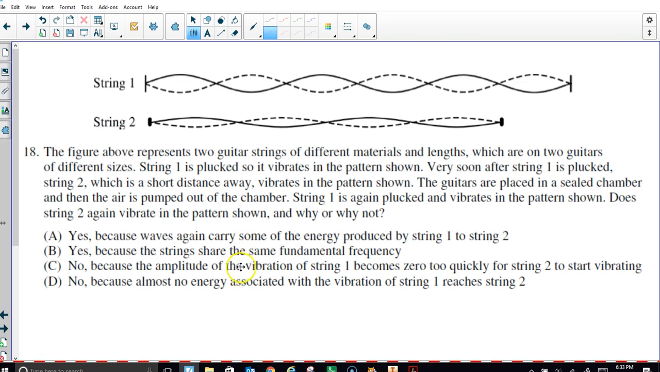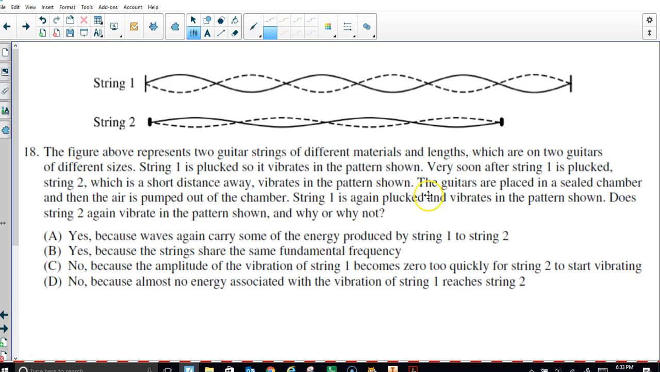Figure above, I haven't read this problem yet. The figure above represents two guitar strings of different materials and lengths, which are on two guitars of different sizes, hence the different lengths, I guess. String 1 is plucked so it vibrates in the pattern shown above. Very soon after string 1 is plucked, string 2, which is a short distance away, vibrates in the pattern shown.